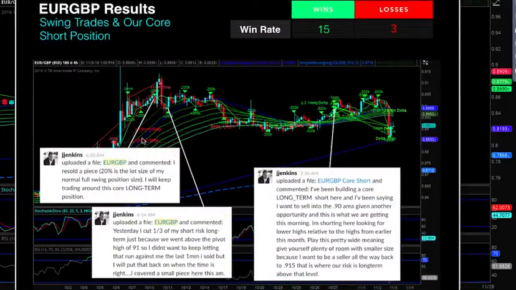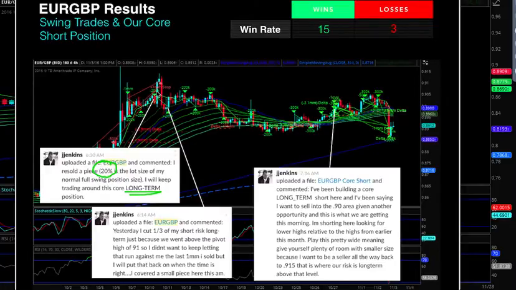Now, here we can fast forward. Here I actually show you, I resold a piece. This is just 20% of my lot size of my normal full swing position size. I will keep this trading. I will keep trading around this core, again, long-term position, right? I keep emphasizing that, and I'm always telling my traders 20% when you're contrarian, 10 to 20% of your size.